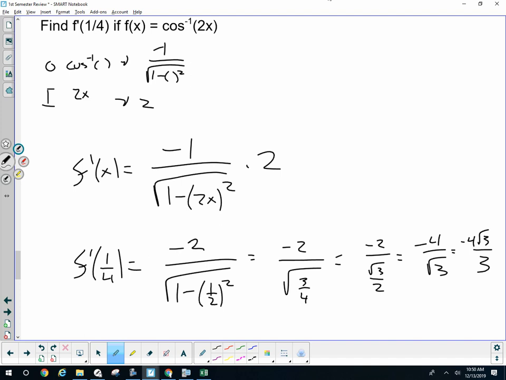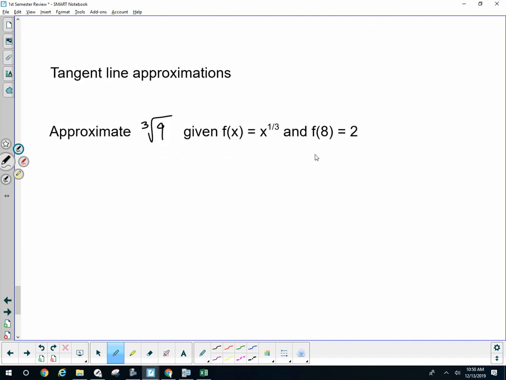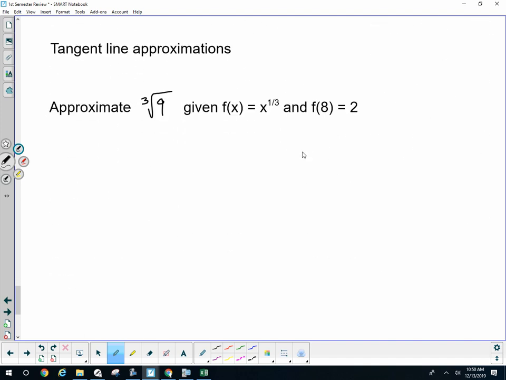Okay. Finally, tangent line approximations. All we need to do is use a tangent line to approximate tough function values that we don't know. Create your tangent line, plug in a value of x to approximate a y.